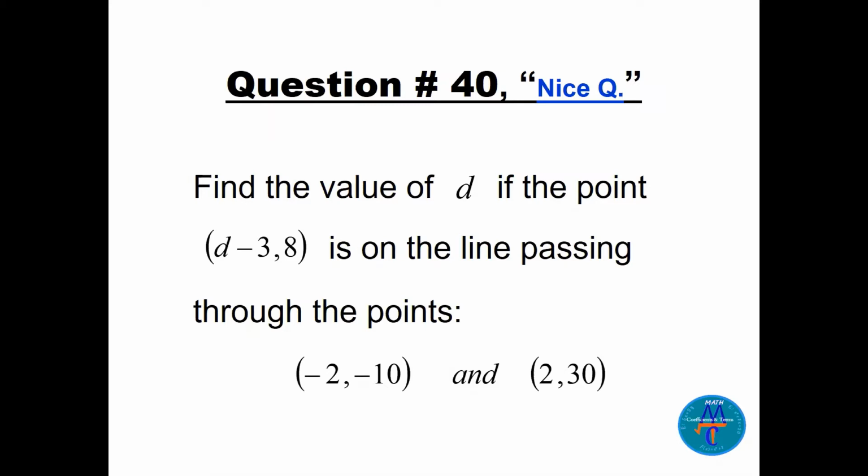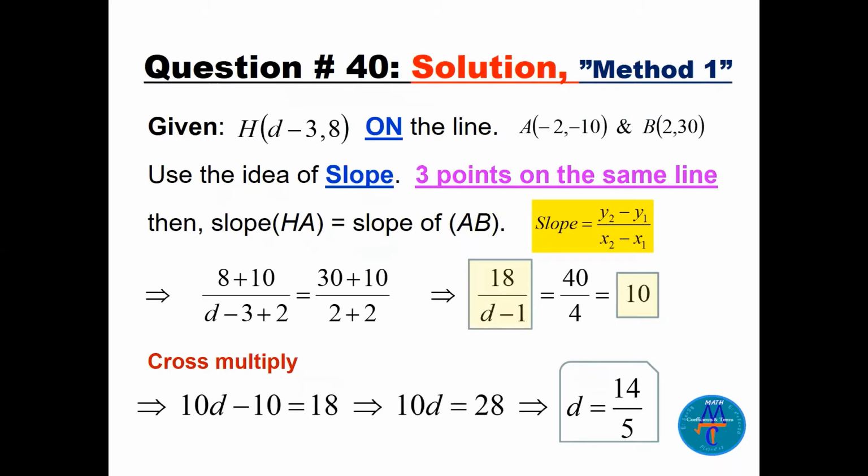Well, if you can understand the question from the first time, it's good. If not, maybe read it again and try to sketch it. So we have a point (d − 3, 8). That's a point on the line passing through these points. So I will present here two methods. Method number 1 here.